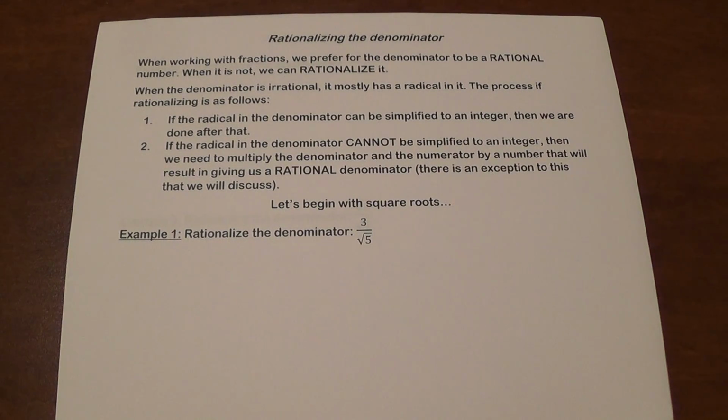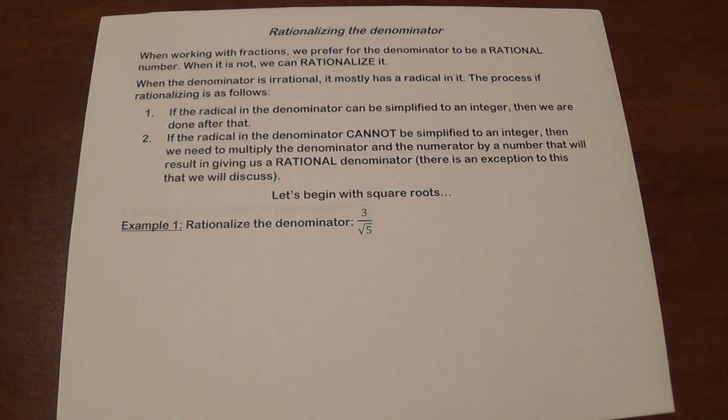Hi, this video is on rationalizing the denominator. When we work with fractions, we prefer for the denominator to be a rational number, and when it's not, we can do what's called rationalizing it. When the denominator is an irrational, which means it's going to have a radical there, and that's what's going to happen most of the time, you rationalize it by doing the following.